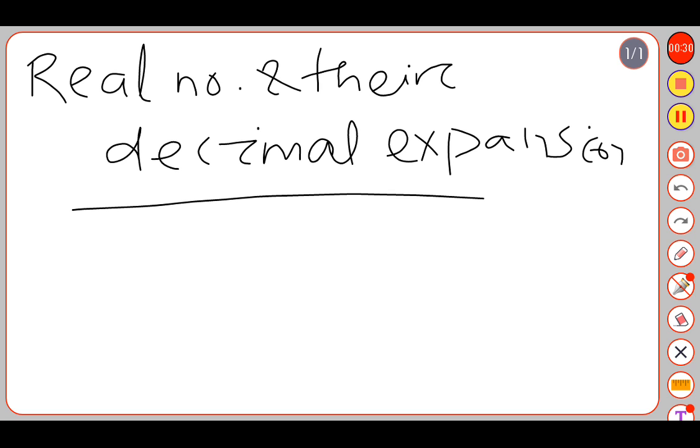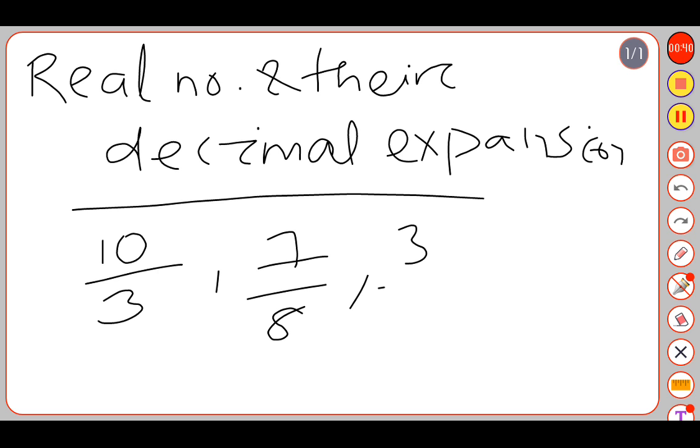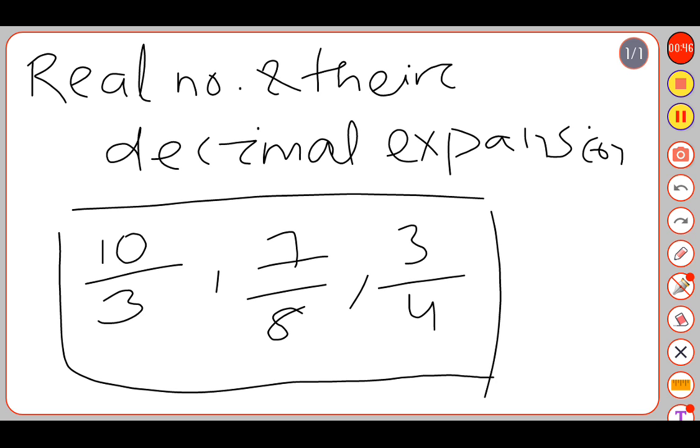So there are numbers which can't be divided completely, such as 10 by 3 or 7 by 8 or 3 by 4. We can't exactly divide and find the quotient of these numbers. So we will do decimal expansion. So we will use decimal numbers here. So let us find out the decimal expansion of these numbers.